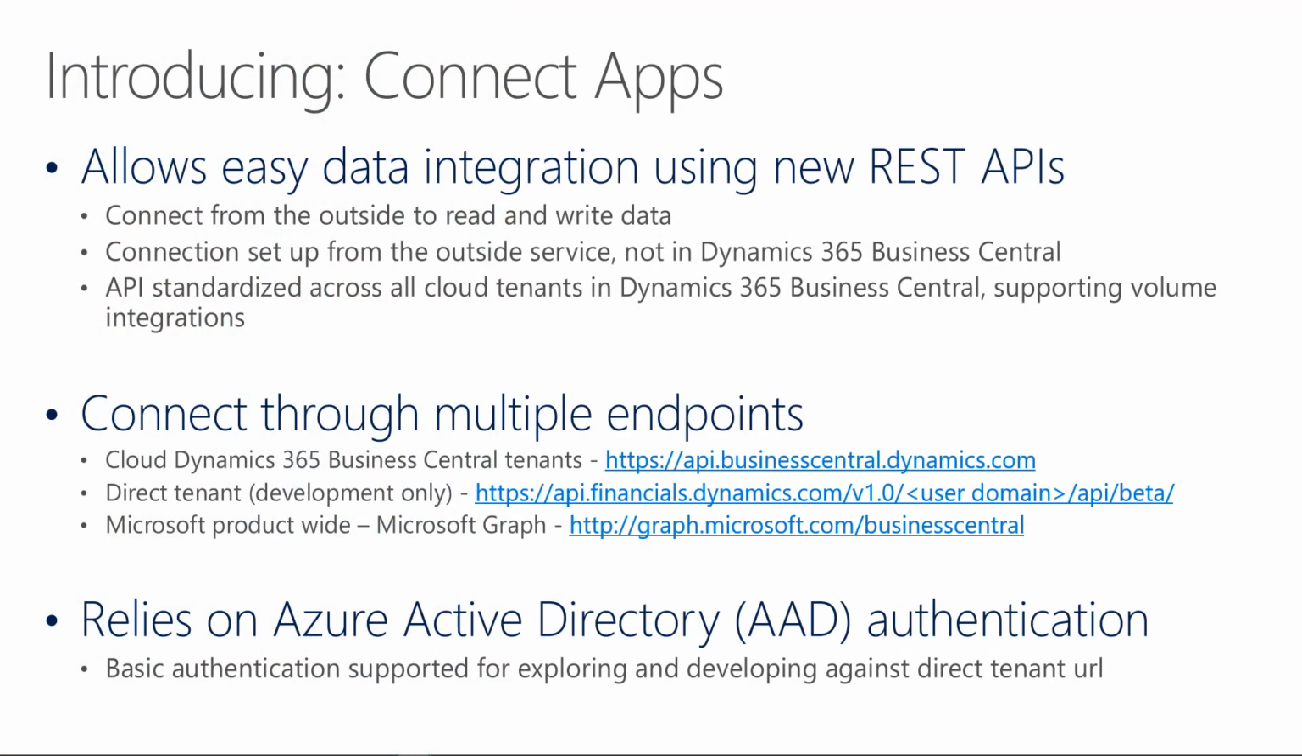A Connect app establishes a point-to-point connection between Dynamics 365 Business Central and a third-party solution or service. This connection is typically created using a standard REST API to interchange data. Any programming language that is capable of calling these REST APIs can be used to develop your Connect app. Business Central exposes around 50 standard APIs at this moment, and more will be added over time.